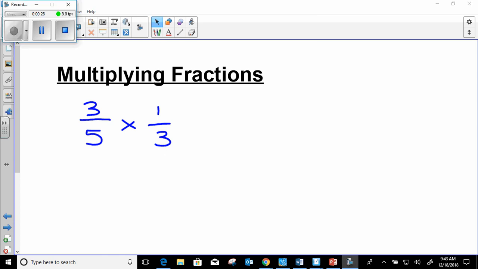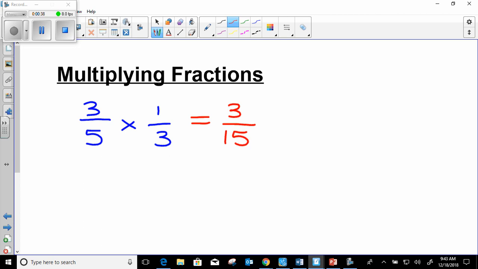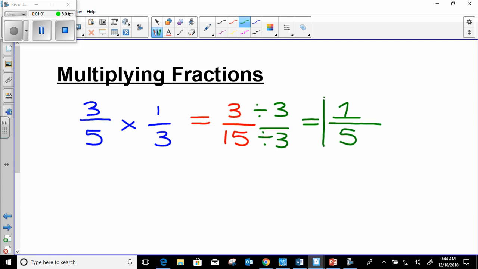So remember, in multiplying fractions, we multiply all the way across the top, which is 3 times 1, which is 3, and then 5 times 3 is 15. Is this in lowest terms? No. So we have to divide, or reduce, by the greatest common factor. What is the greatest common factor? It is 3, right? So we're going to divide by 3, top and bottom. And when we divide by 3, 3 divided by 3 is 1, and 15 divided by 3 is 5.